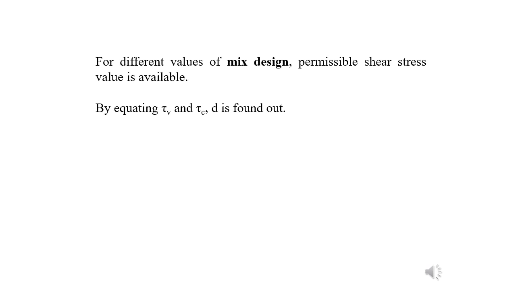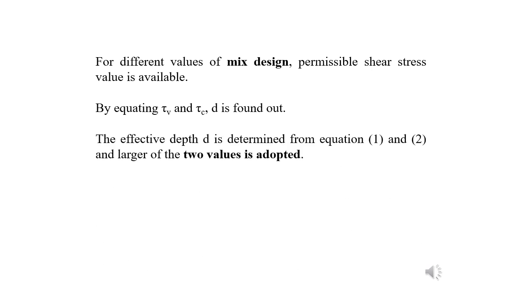So by equating, tau c is given in the IS code based on the mix design, and tau v you have to calculate. Both you have to equate. Then you have to find out the value of small d. And here also you can see that the larger of the two values we have to adopt as the thickness of the footing.